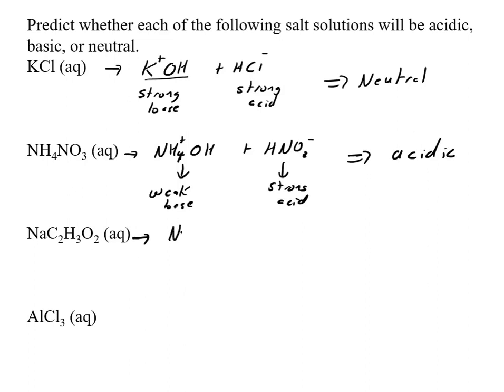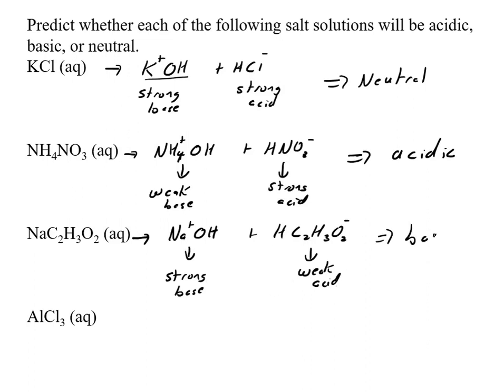So I have sodium, which is a plus, and it associates itself with OH minus. I have C2H3O2, which is acetate, so it becomes acetic acid. And so the sodium hydroxide is a strong base. Acetic acid is a weak acid. So strong beats out the weak, so therefore this one is basic. Okay, again, I suggest pausing and then coming back to get the answer.